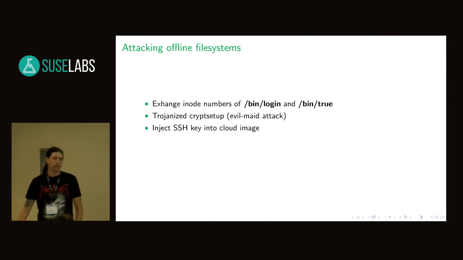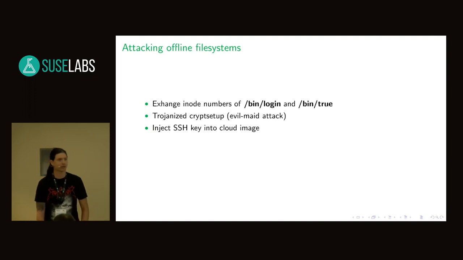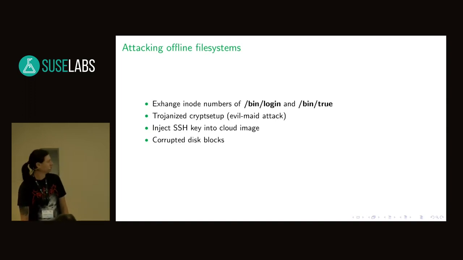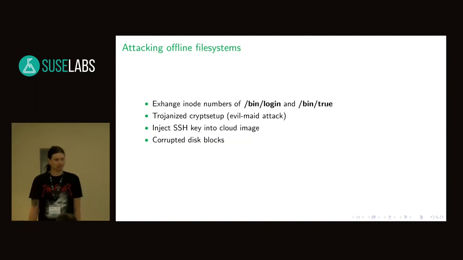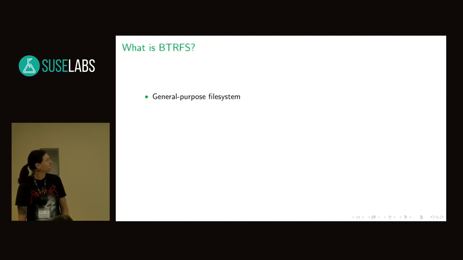Or in a cloud image, you could just inject your SSH key, and then people spin up the cloud image, and you're good to go. Free root access. Or just corrupt some disk blocks and wait for it to crash. That's the easy one. Many, many more. So there are a lot of attack surfaces for a file system.